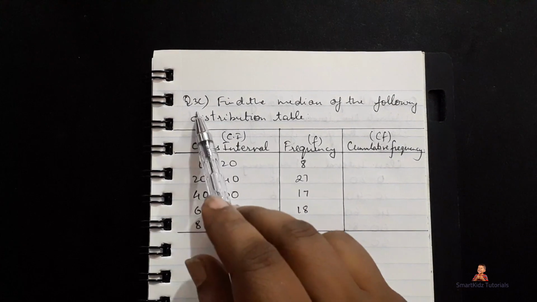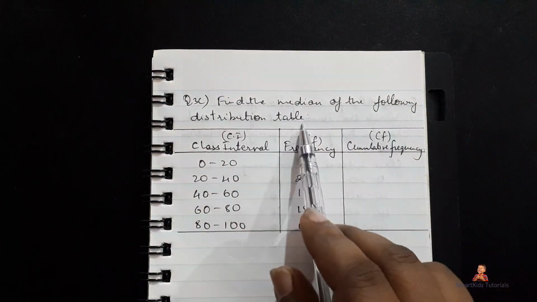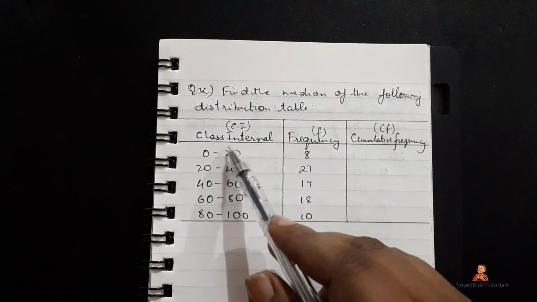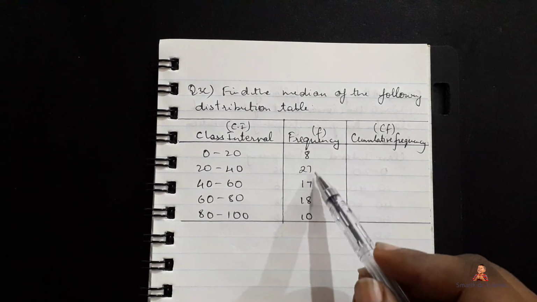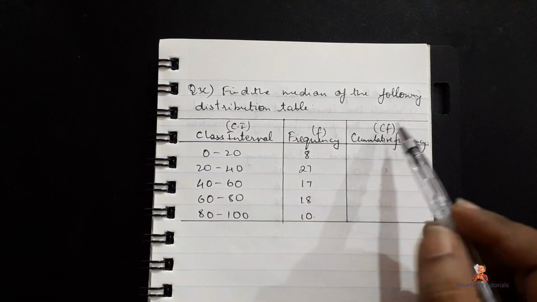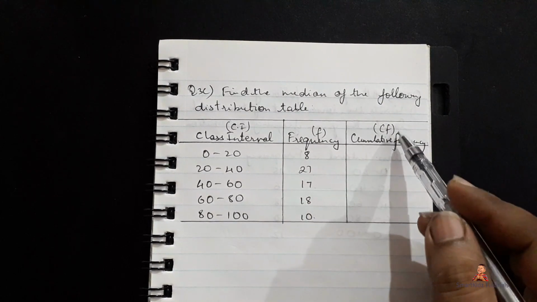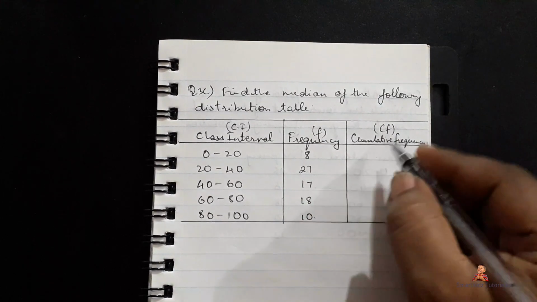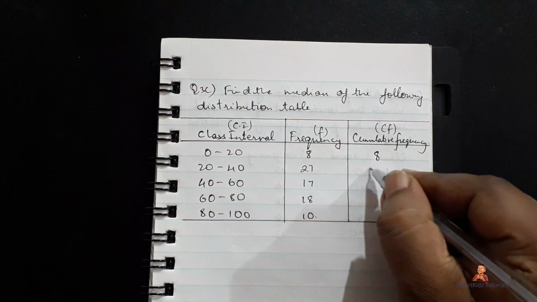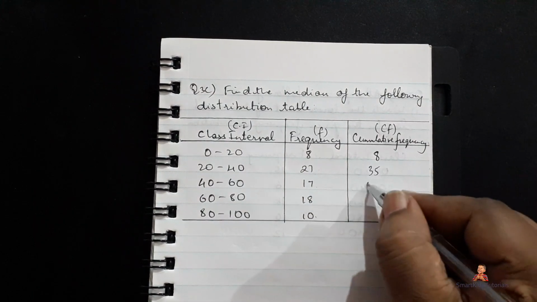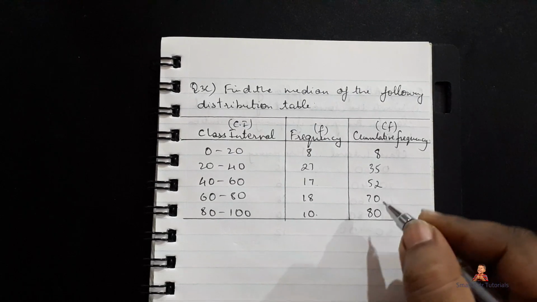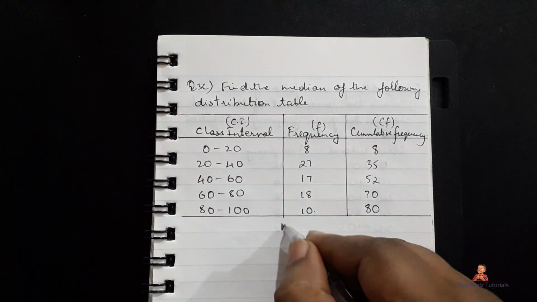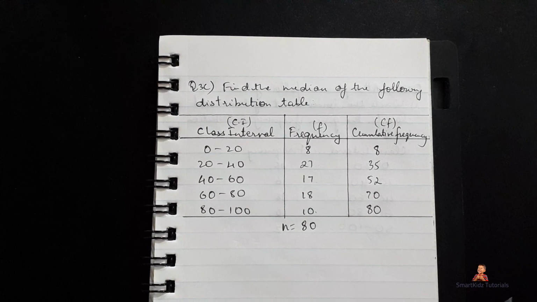Next question is question 3c. Find the median of the following distribution table. We are given the class interval from 0 to 20 all the way till 80 to 100 and frequency 8, 27, 17, 18, 10. To find the median, we'll have to find the cumulative frequency. So first one is 8, then we add 27, that gives us 35, then 52, then 70, and finally 80. And if we add this also, we'll get 80. So n is equal to 80 over here.